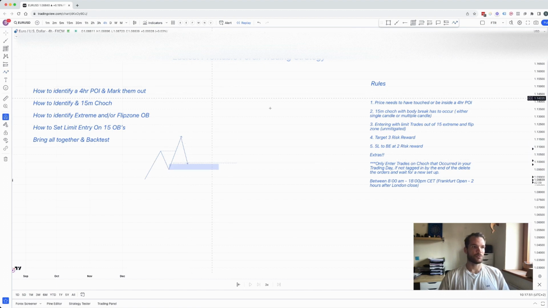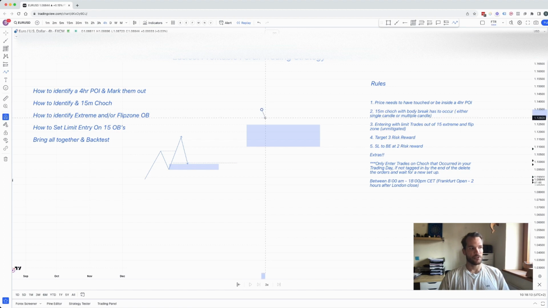What we then want to do is we move down to the 15-minute chart. Okay, so I'm going to draw that a bit bigger. This is going to be the zoomed in version. Okay, so this is our 4 hour. See this box here? This is our zoomed in version of the 4 hour POI here. I'm now going to draw up the 15-minute chart.